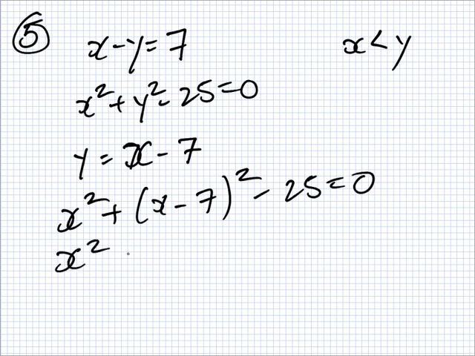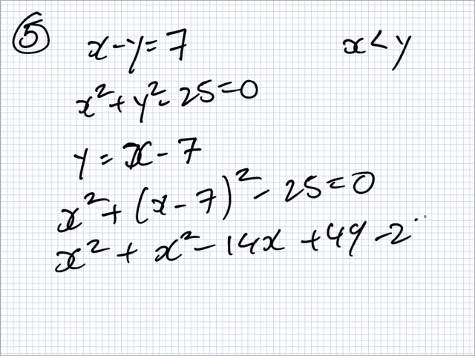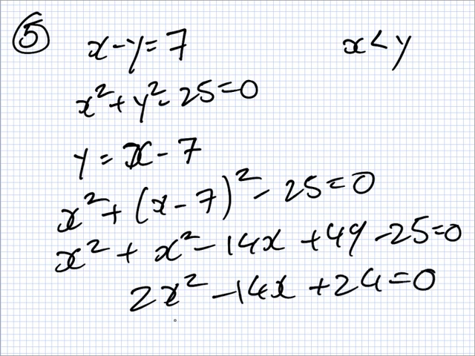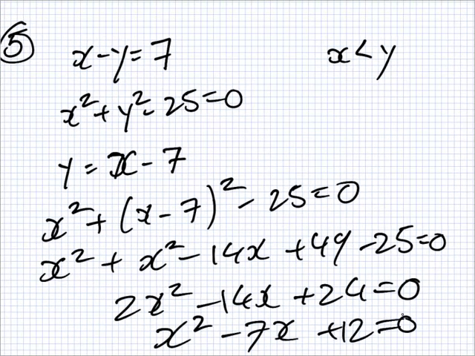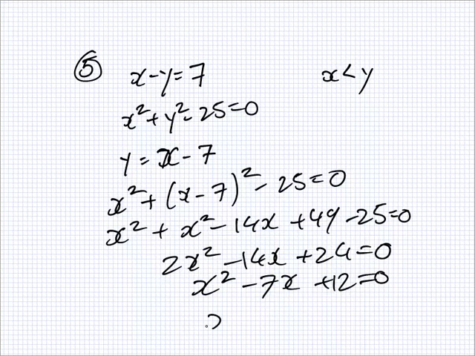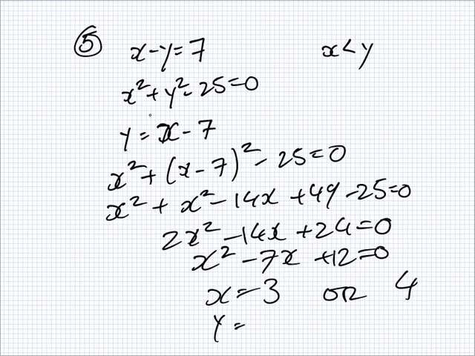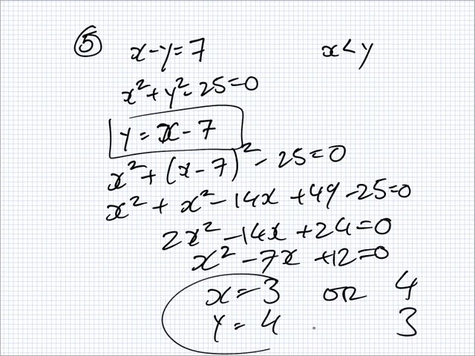So that's x squared plus x squared minus 14x plus 49 minus 25 equals 0. 2x squared minus 14x plus 24. So that's x squared minus 7x plus 12 equals 0. So what do you get? 3 and 4 here. X equals 3 or 4. So then you'll get y equals, by using this formula, 4 or 3. So this is the answer you take.